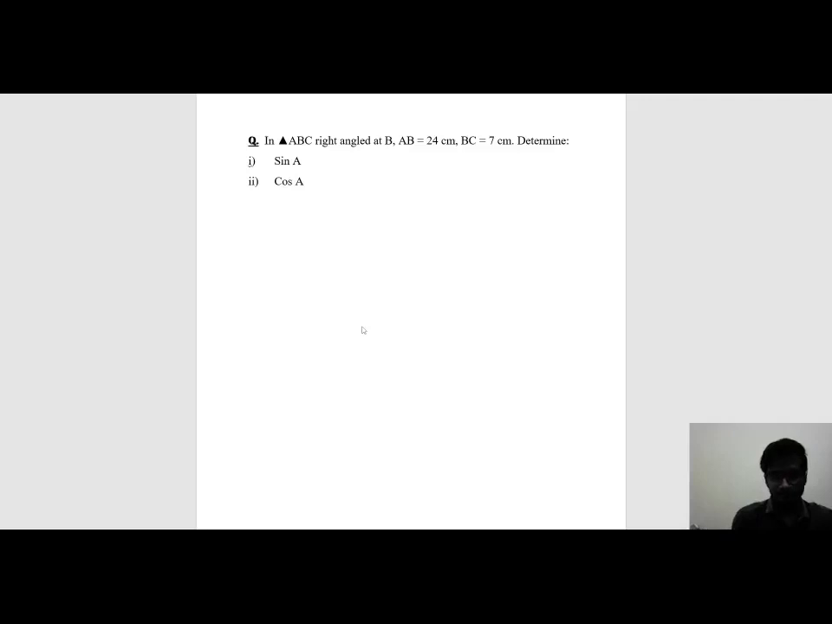First one. In triangle ABC, angle right angle at B, AB is equal to 24 centimeter, BC is equal to 7 centimeter. Right? So what is given things? First you have to write like given things. Given that in triangle ABC, AB is equal to 24 centimeter, BC is equal to 7 centimeter.